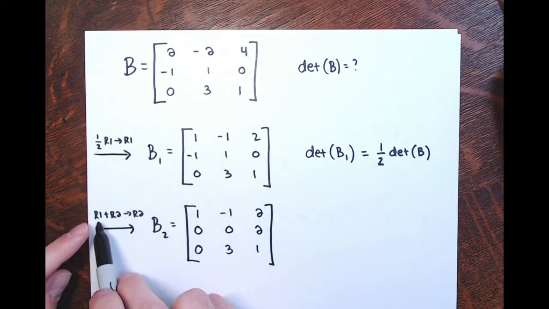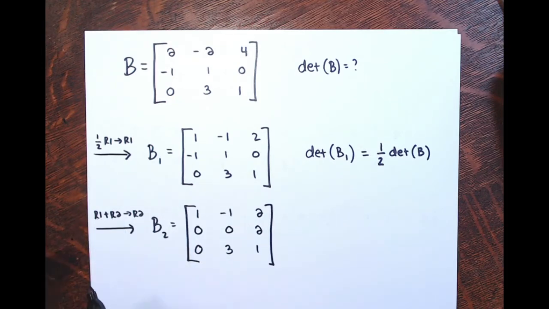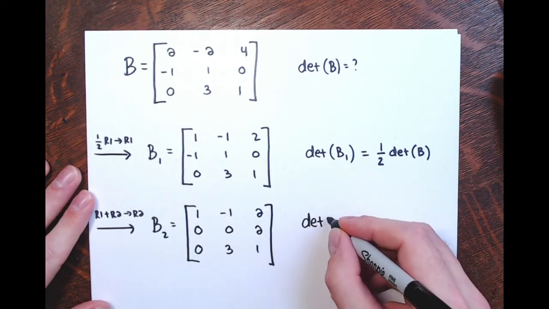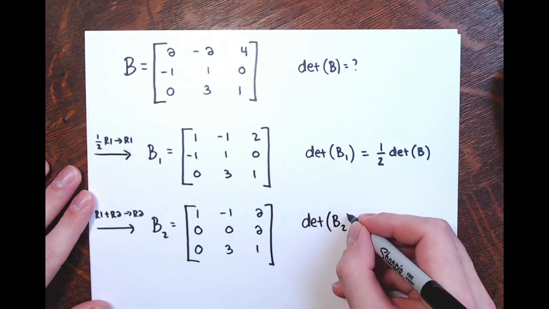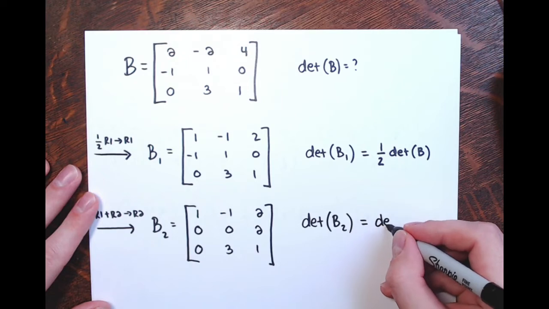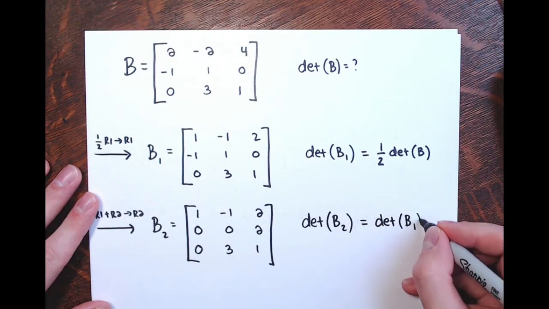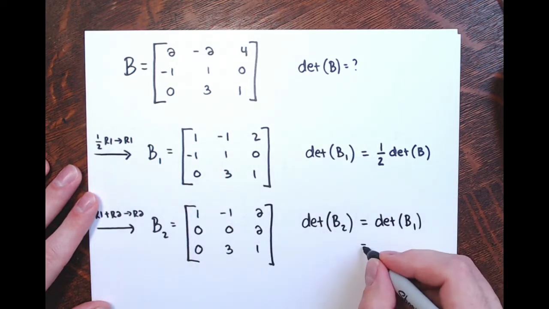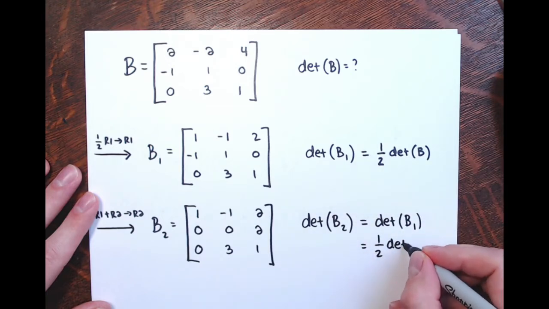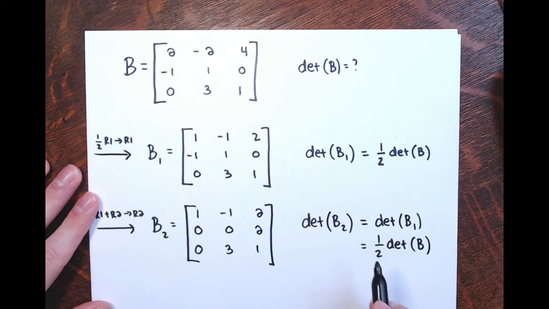Now, because I just added a multiple of one row to another row, the determinant's not changing. So the determinant of this second matrix, B2, should be exactly the same as the determinant of B1, the one before it, and we said that was equal to half of the determinant of the original. So the determinant of this matrix is also half of the determinant that we want.